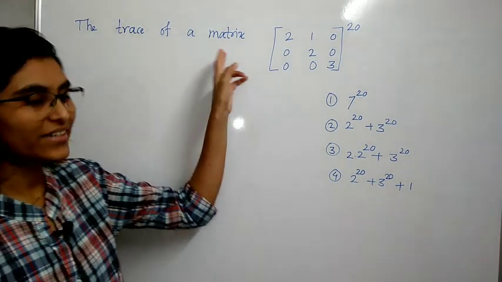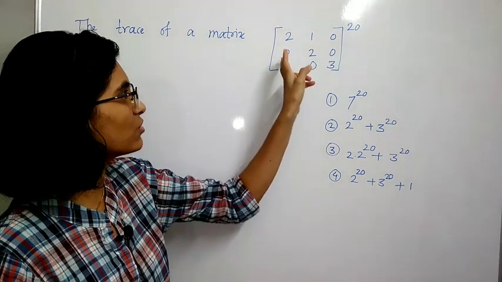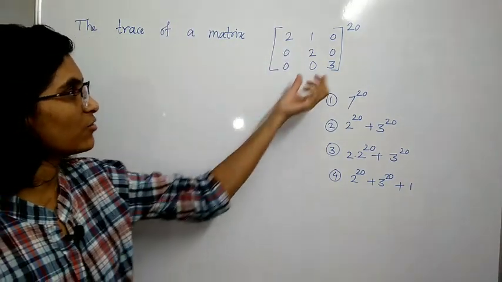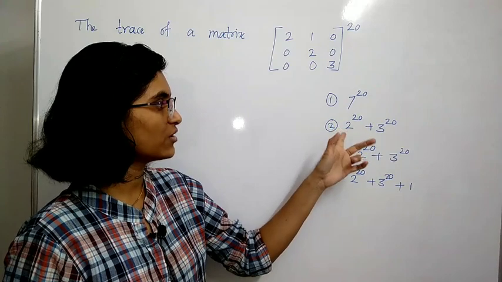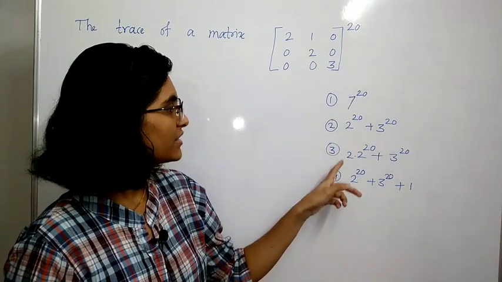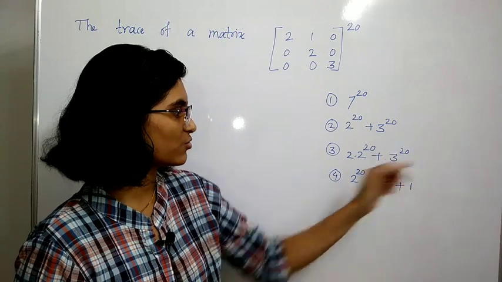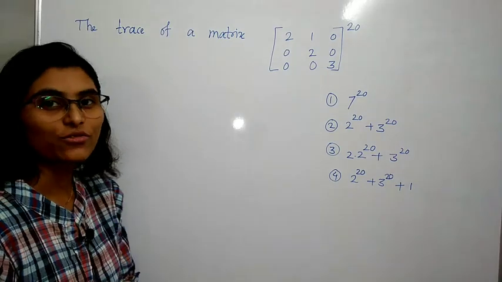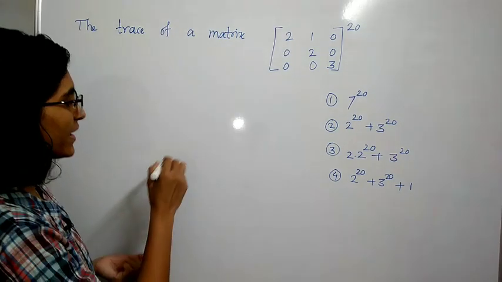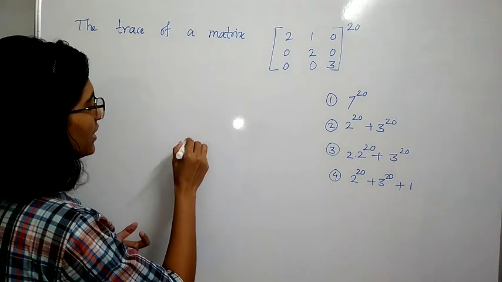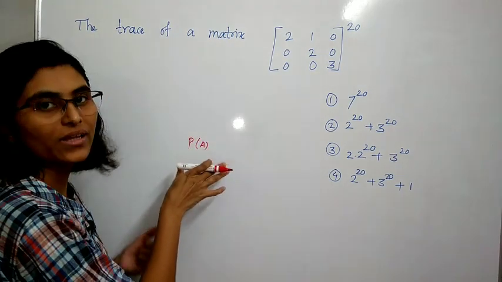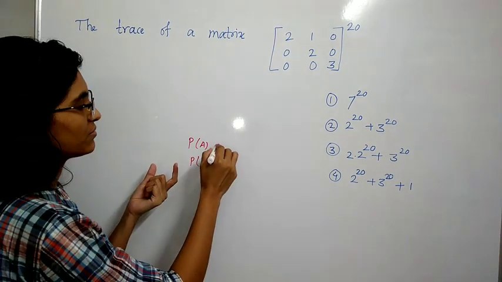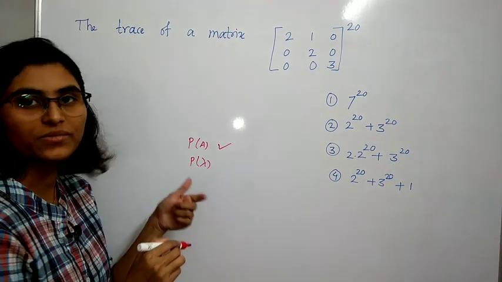The trace of the matrix 2 1 0, 0 2 0, 0 0 3, raised to 20, is what? The options are 7 raised to 20, then 2 raised to 20 plus 3 raised to 20, then 2 times 2 raised to 20 plus 3 raised to 20, and last is 2 raised to 20 plus 3 raised to 20 plus 1. Now we have just seen that suppose we have a matrix A and P of A is some polynomial in A, then P of lambda is an eigenvalue of P of A, where lambda is an eigenvalue of the matrix A.